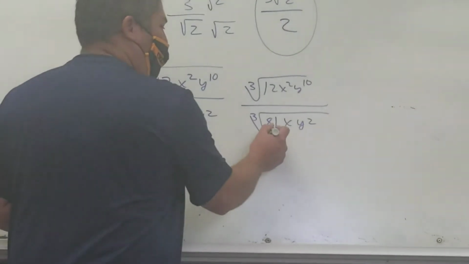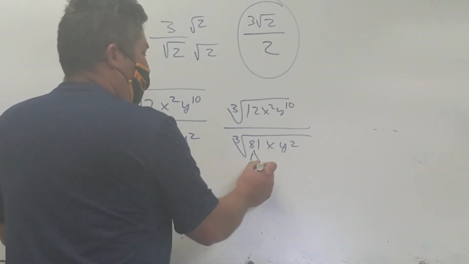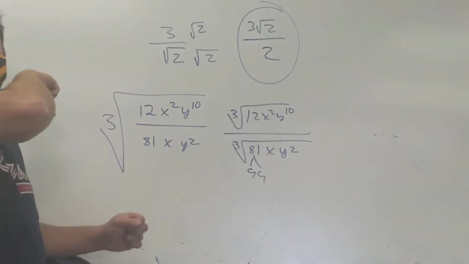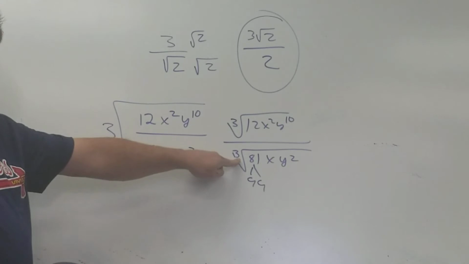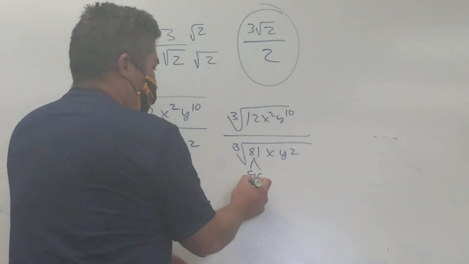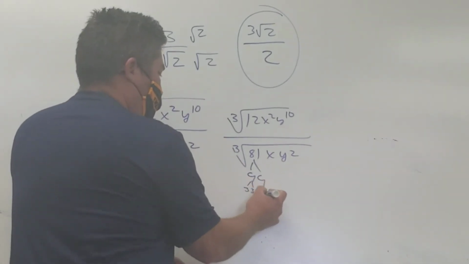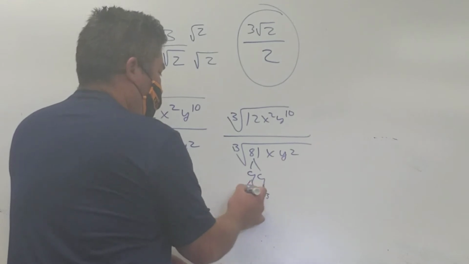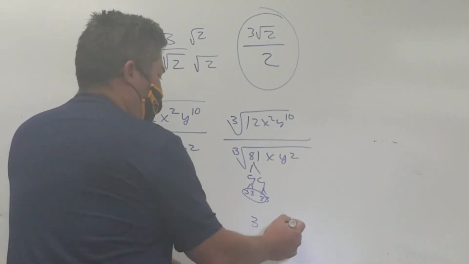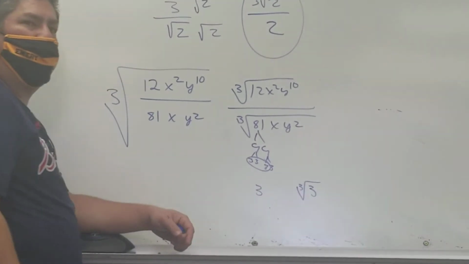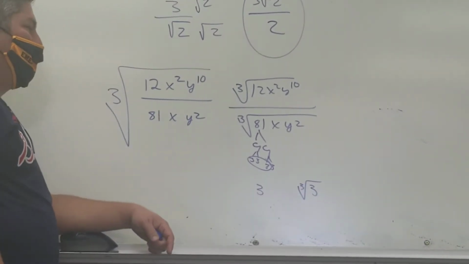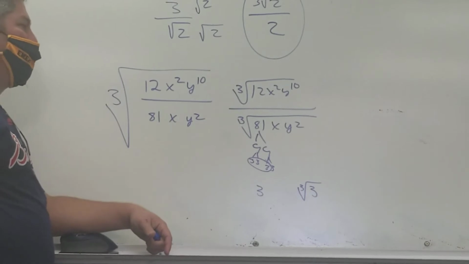So 81 is what? Now, if this was a square root, could I just bring that 9 out? Yeah, but this is a cubed root, so I've got to bring out a 3, but it's going to leave a 3 under the root. Okay, so factor treeing is the key here still.